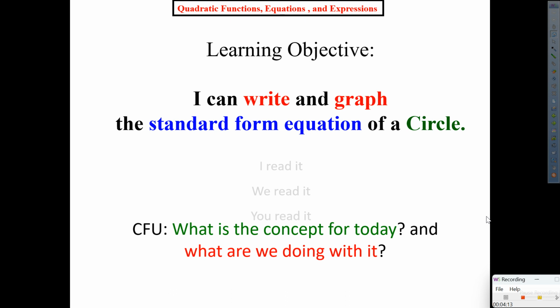Our objective for today: I can write and graph the standard form equation of a circle. I can write and graph the standard form equation of a circle. So like I said, we're moving on. You do need a Frayer model. So what's our concept for today? Circle. Now some of you are like, come on, Q, we've seen this since elementary. Yeah, good. We're going to need all that knowledge today. So y'all ready? Here it goes.